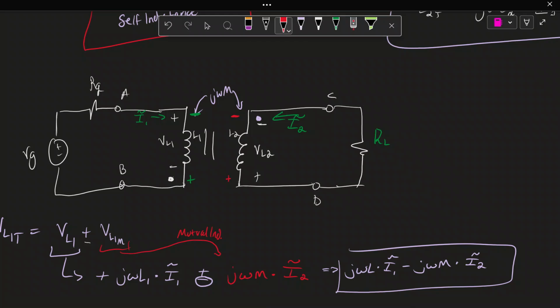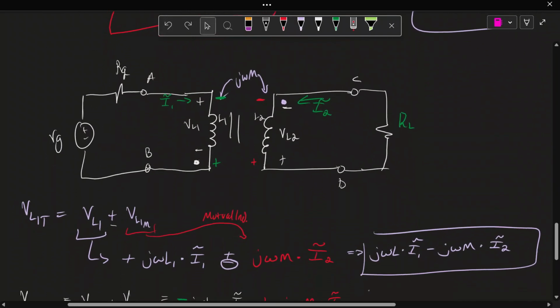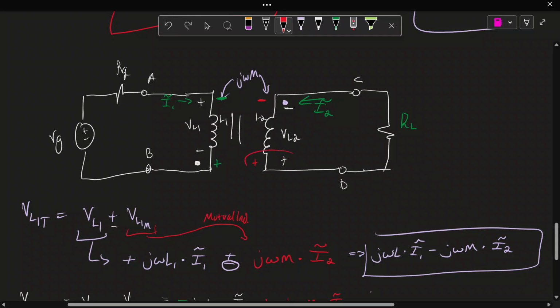We can either choose undotted or dotted. If it enters the undotted side of L1, the undotted side of L2 will be positive. In the previous example, because I1 entered the dotted side, we had a positive at the dotted side of L2. Same thing here, well, not the same thing, but the opposite. Because I1 is entering the undotted side, the undotted side of L2 will be positive.